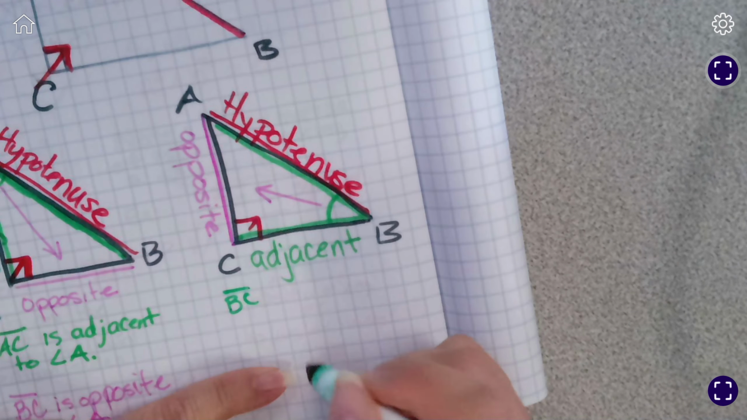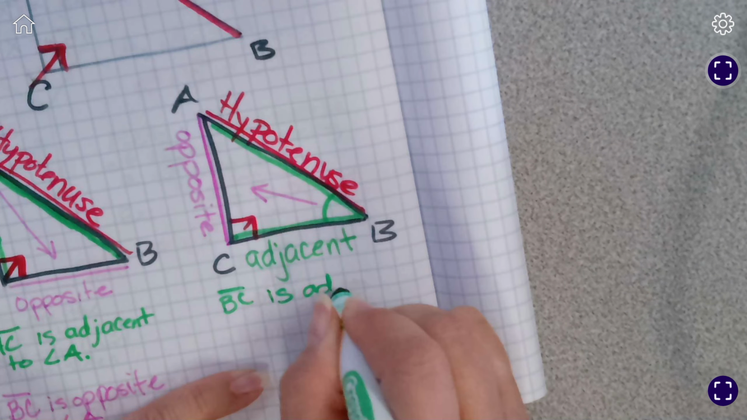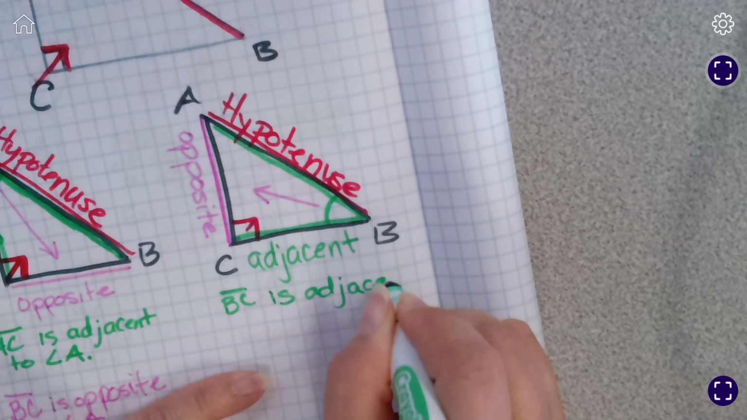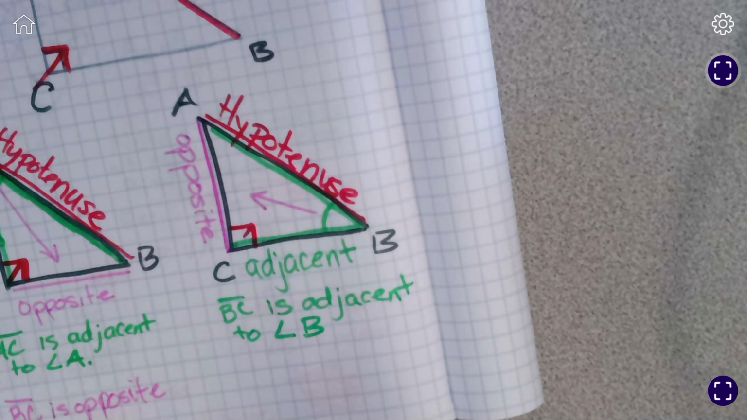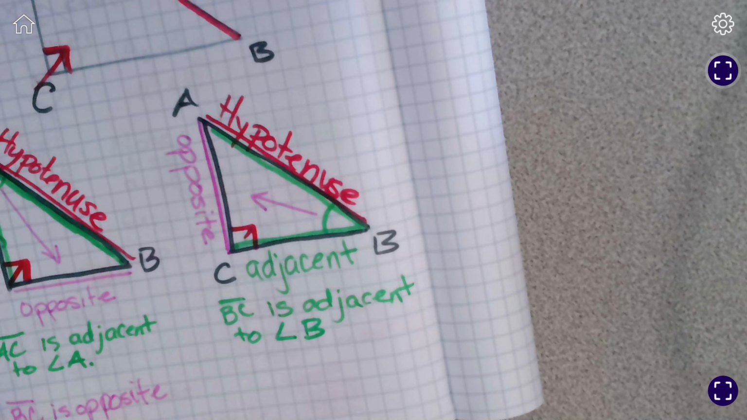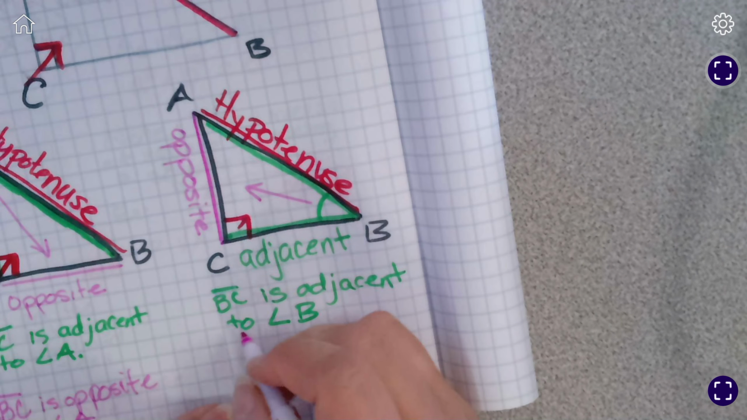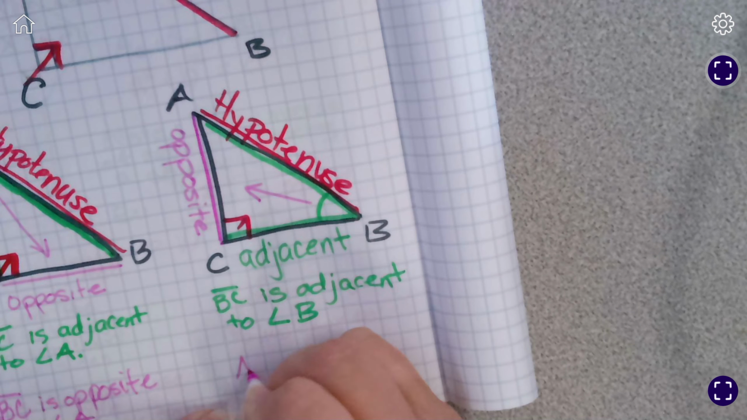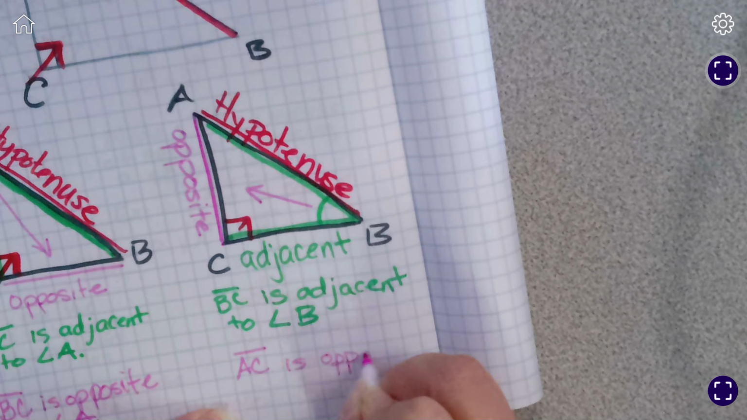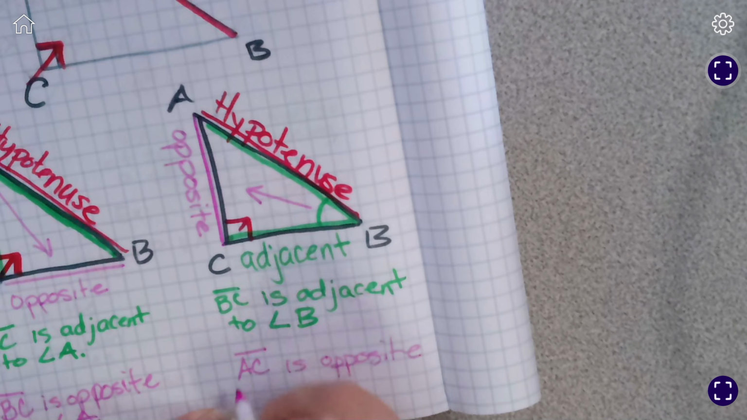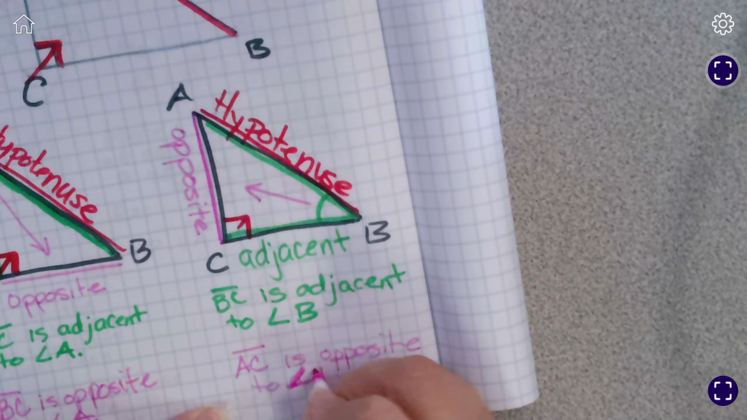So segment BC is adjacent to angle B. And segment AC is opposite to angle B.